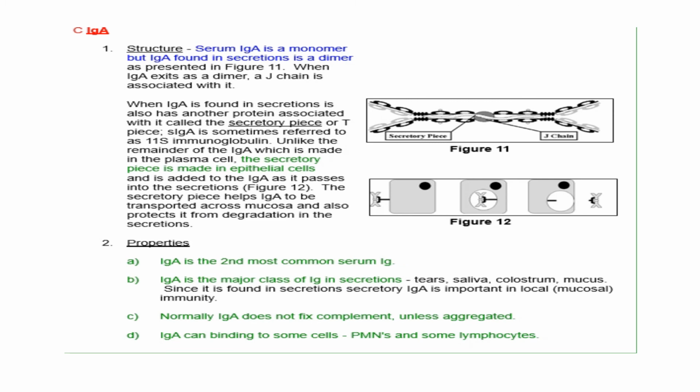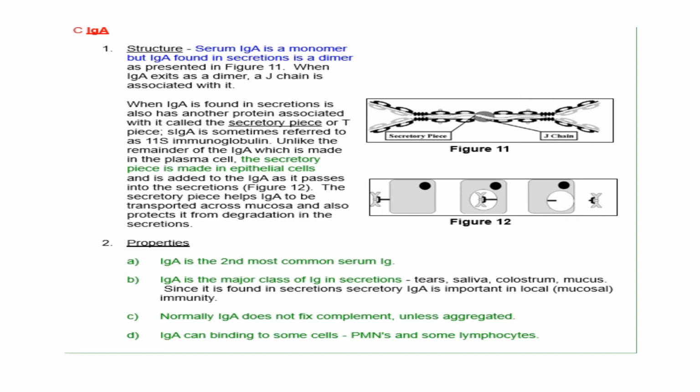The third class of immunoglobulin is immunoglobulin A. The structure of serum immunoglobulin A is a monomer, but immunoglobulin A found in the secretions is a dimeric structure, which is presented in the figure shown. When IgA exists as a dimer, a J chain is associated with it. We saw the junctional chain in the pentameric structure that joins the immunoglobulins together.